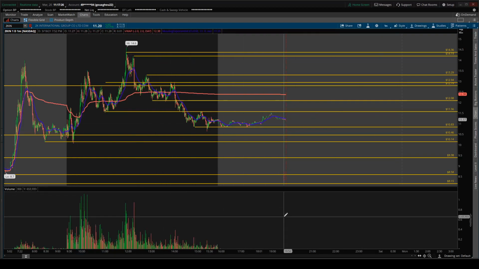And there is another one called anchored VWAP. It was developed by Brian Shannon. So anchored VWAP uses the volume, the price, and the time.